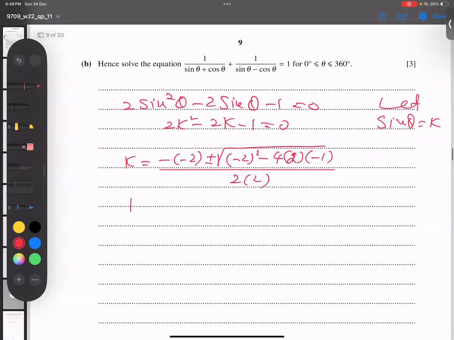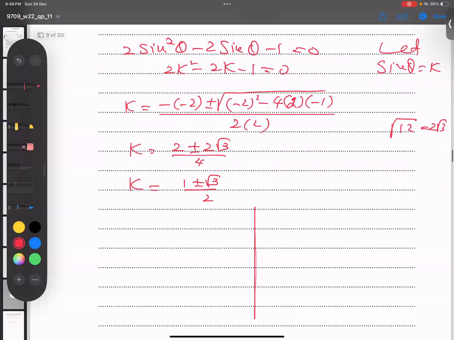Okay, students, let's continue. I got 2, and here I got 8 plus 4, 12. And what does the root of 12 give? 4 times 3 is 12, so 2 root 3. Wait a minute, I check again. 4 times 2 is 8, 8 plus 4, 12. Yes, 12. So I think this part is very clear. So 2 root 3 over 4. And after that, taking 2 common from the top, I get 1 plus root 3 by 2. I have two options. I will tell you both options.